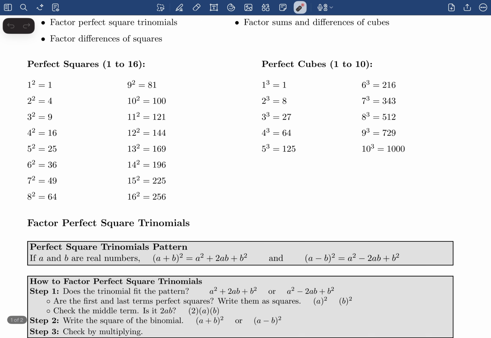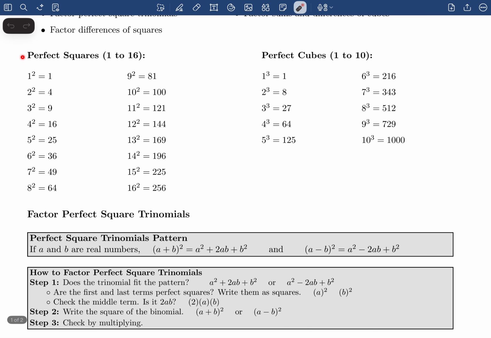One thing that's important for you as an algebra student is to know your perfect squares from 1 to 16 and your perfect cubes from 1 to 10. Now, some students say, oh, you want me to memorize that? And I say, no, I want you to know it.